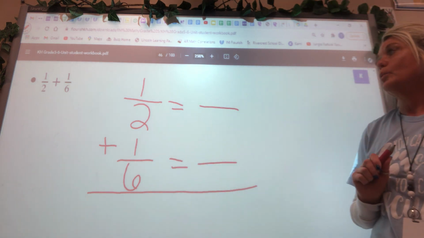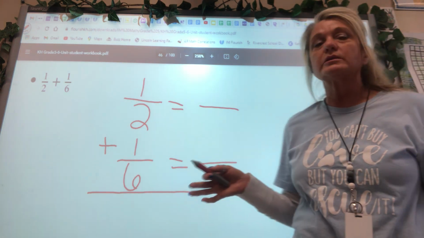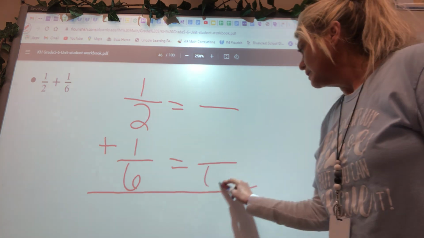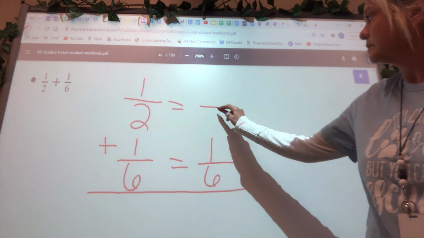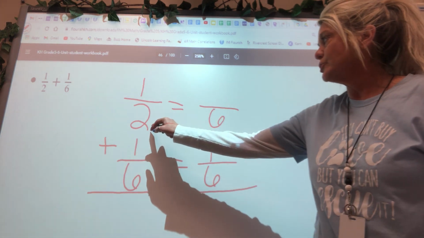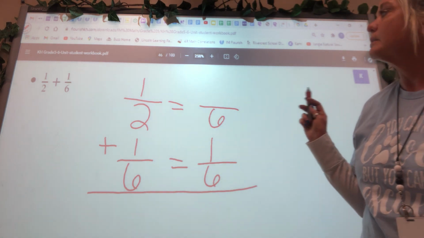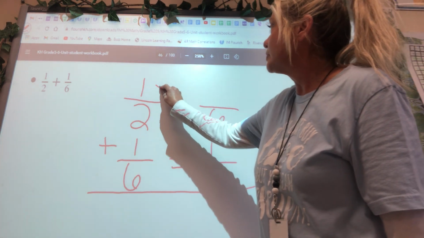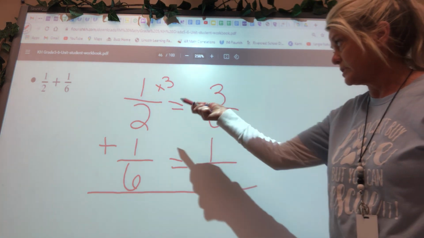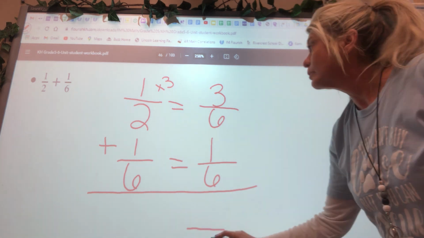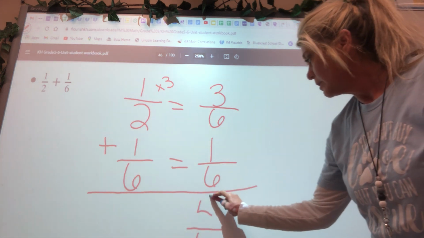Will 2 go into 2? Yes. Will 2 go into 6? Yes. So what's our common denominator? 6. At least you didn't say 2. This one's already in sixths, so we just keep it. What would I have to do to this 2 to get a 6? Times 3. If I do it to this, I have to do it to this. That makes sense. 3 is half of 6. We keep the common denominator. It's 4/6.